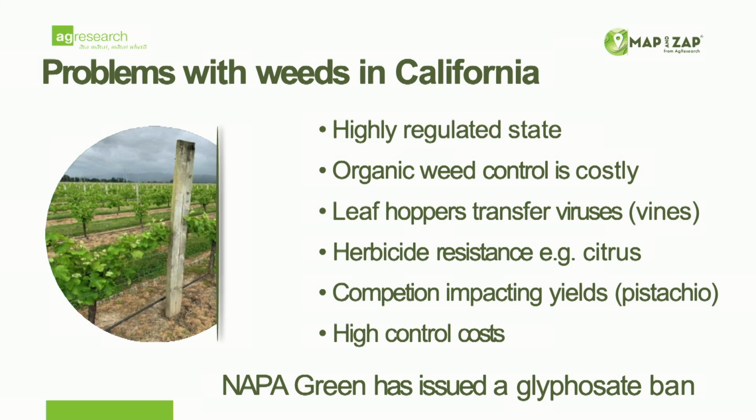So just to take this to a more California related context, we're in a highly regulated state. Current organic weed control strategies can be quite expensive. There's diseases and vines and other things that we've heard about already. Herbicide resistance is a problem. I guess the bottom line here is that the cost of production is high, and there are increasing constraints around doing that in a sustainable way.